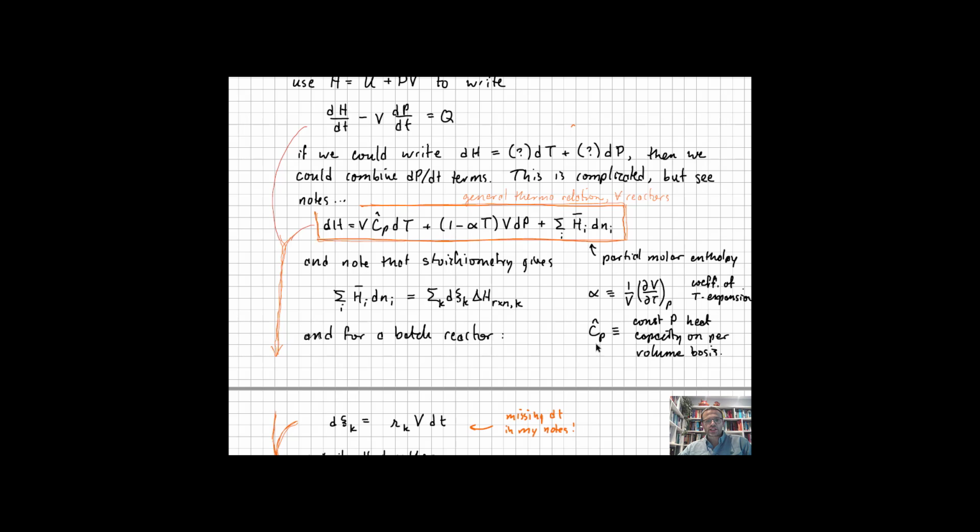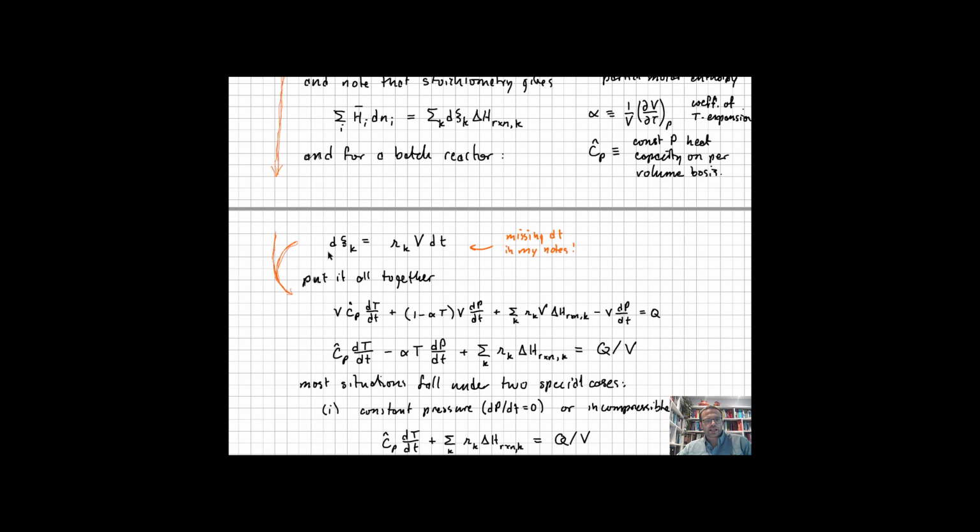There are a few definitions here that might be helpful. That alpha, 1 over V dV dT at constant P, is the coefficient of thermal expansion at constant pressure. And then this one is a constant pressure heat capacity on a per volume basis. So this is really just a general thermodynamic relation. We don't have to be working with a batch reactor to make use of this. But now we're going to begin to think about what this does in the batch reactor setting.